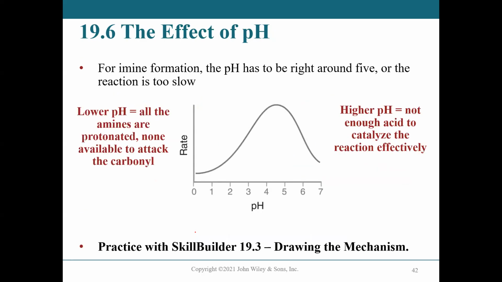So for imine formation, the pH has to be right around 5, or the reaction is too slow. You can see they found the optimum rate right here. What they did was they ran a bunch of different experiments. They probably did one at 1, 2, 3, 4, and they probably did some in between. They figured out what the optimal pH was for the highest rate. So if you have a higher pH, there's not enough acid to catalyze the reaction effectively. At a lower pH, all the amines are protonated, so none are available to attack the carbonyl.